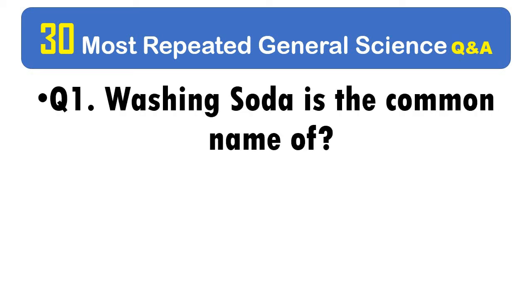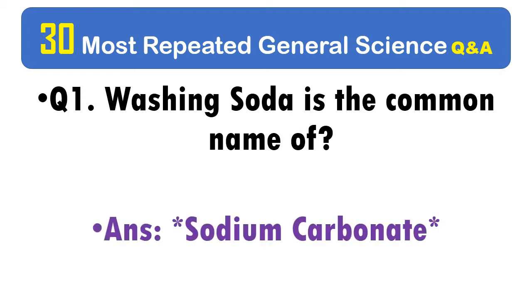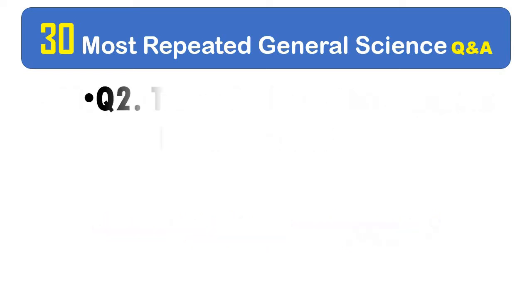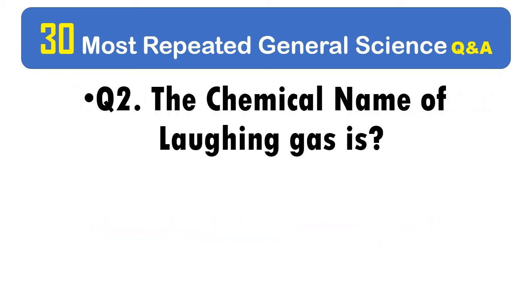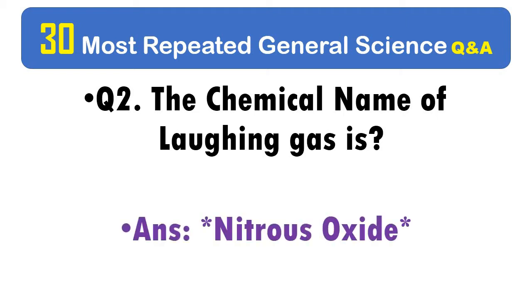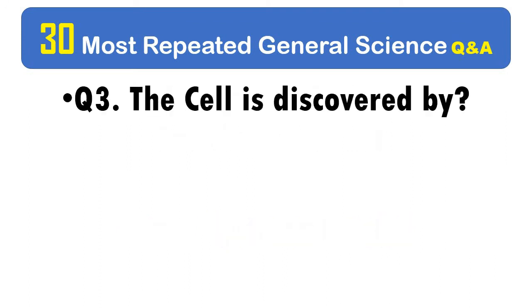Question number 1. Washing soda is the common name of? Answer is sodium carbonate. Question number 2. The chemical name of laughing gas is? Answer is nitrous oxide.